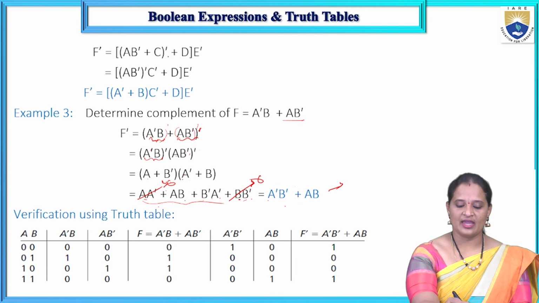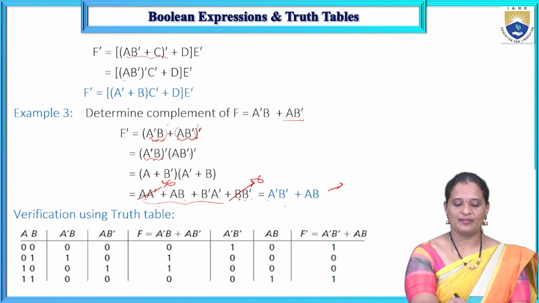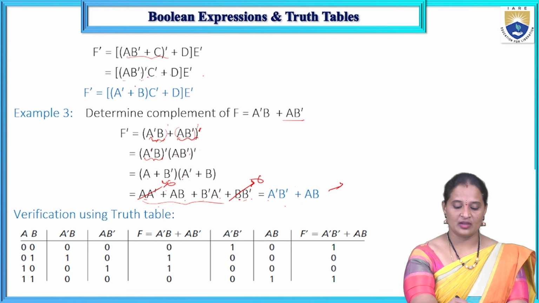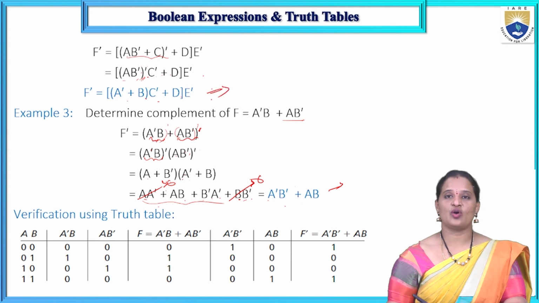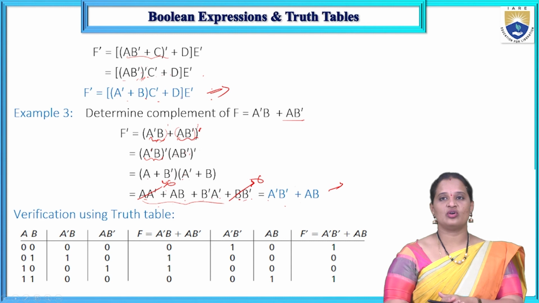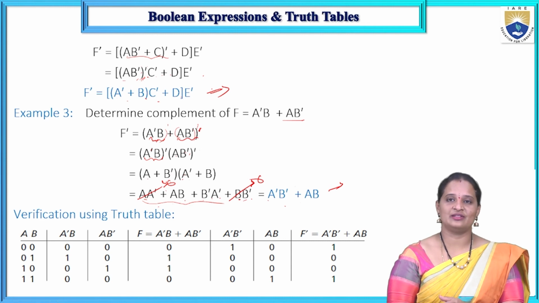And now again I am expanding this one, ab whole complement, ab complement whole complement, into, plus will be changed to into, plus d into e complement. And then I can expand again this one: a complement plus b into c complement plus d into e complement. This is the complement. So this is De Morgan's law and the duality theorem.